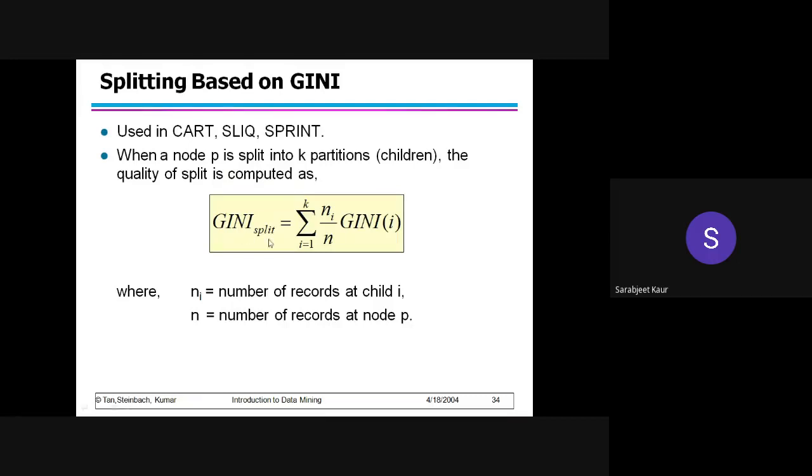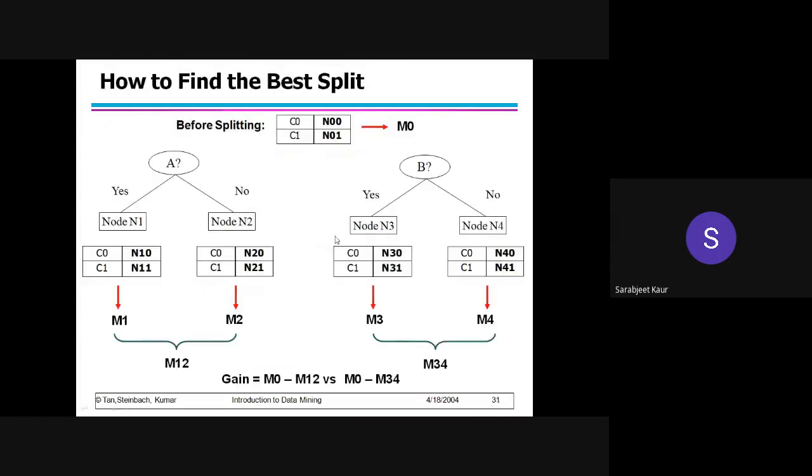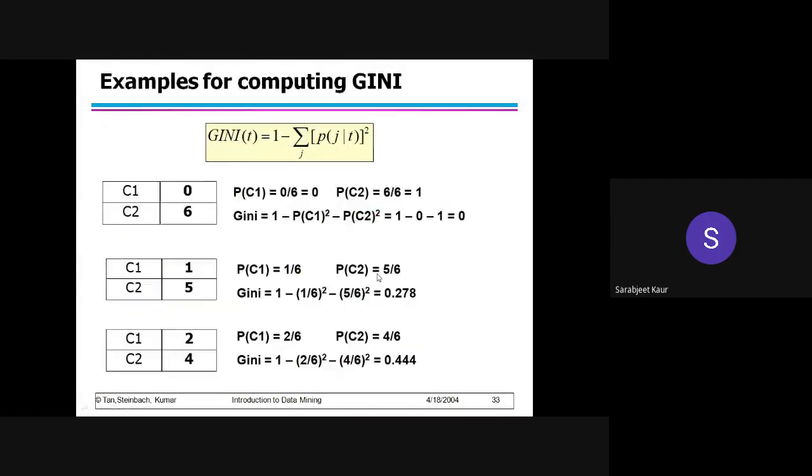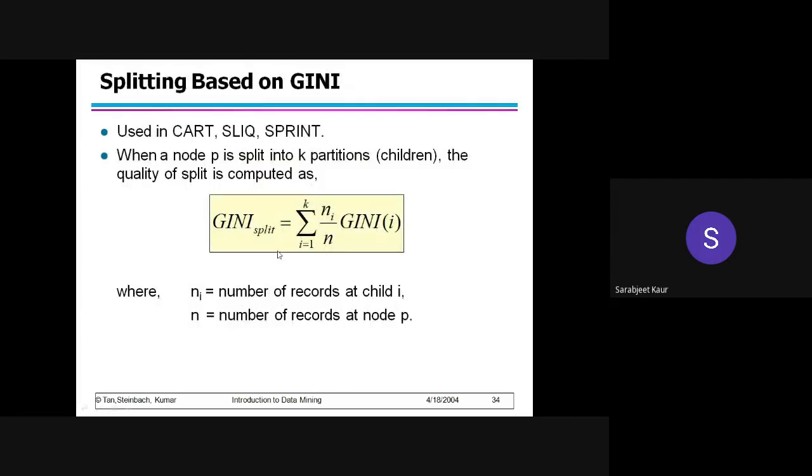So how do we compute the Gini of a split, for example M34? We take the Gini M3 multiplied by N3 by N, then add N4 by N multiplied by M4. This will give me M34.